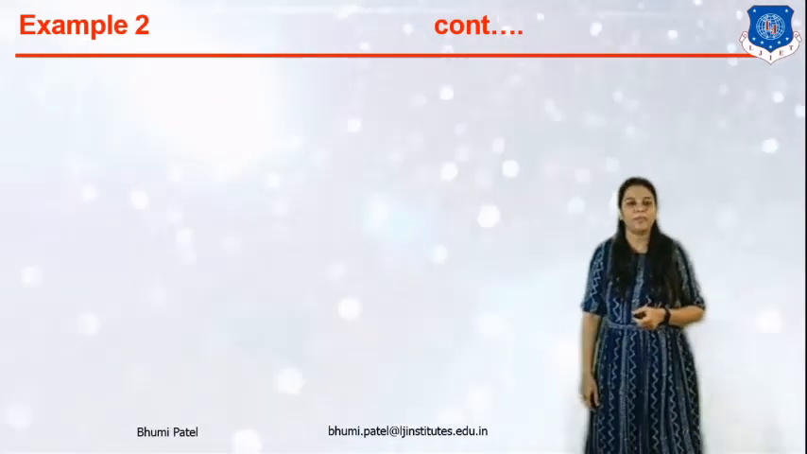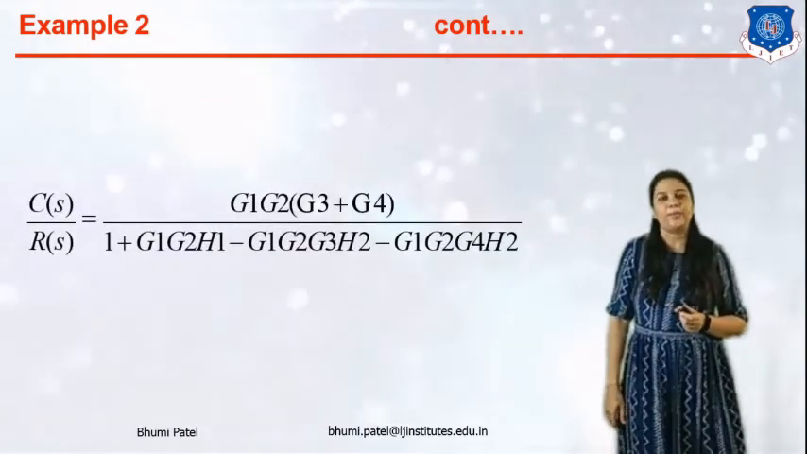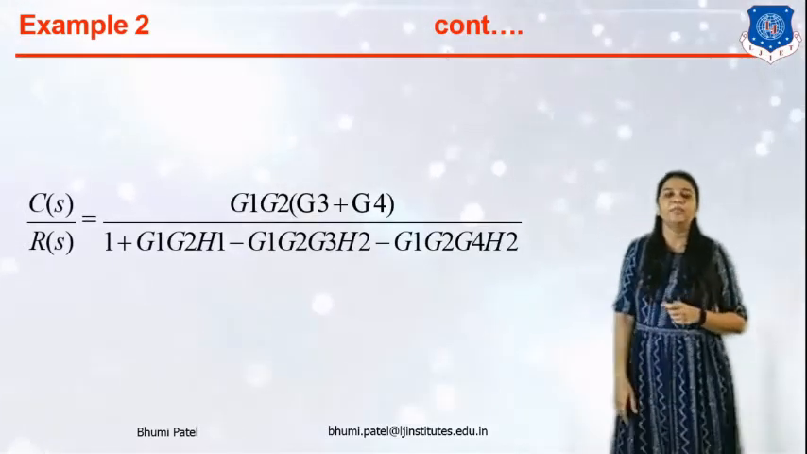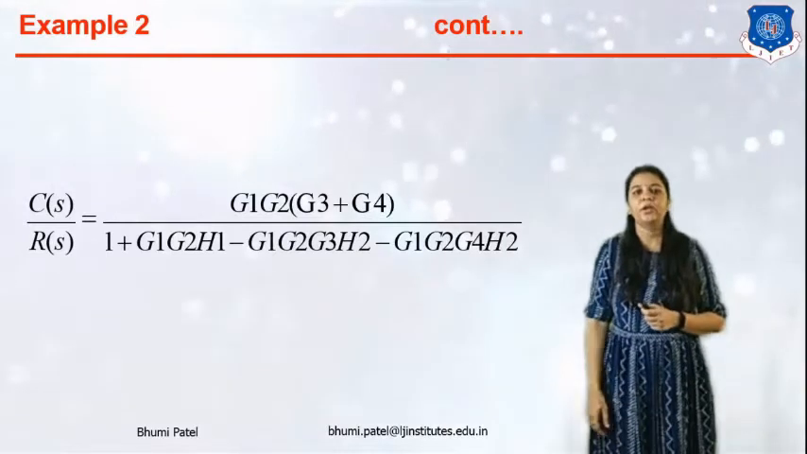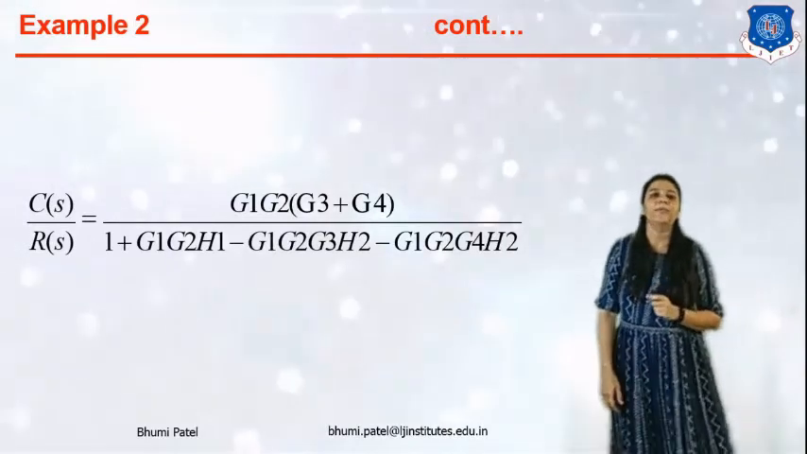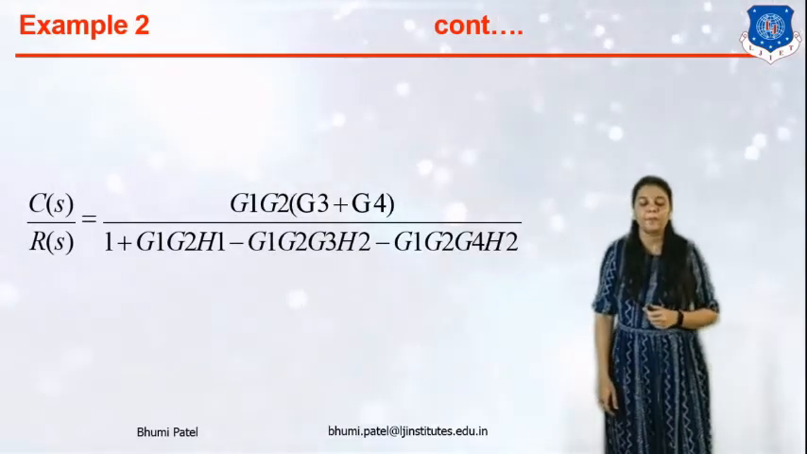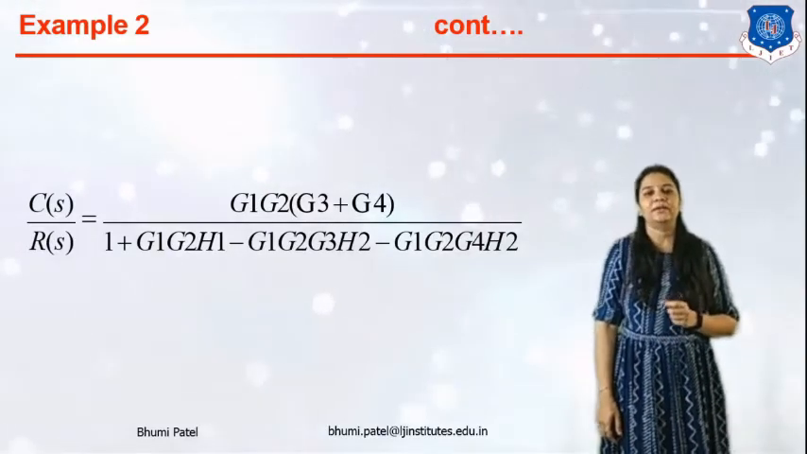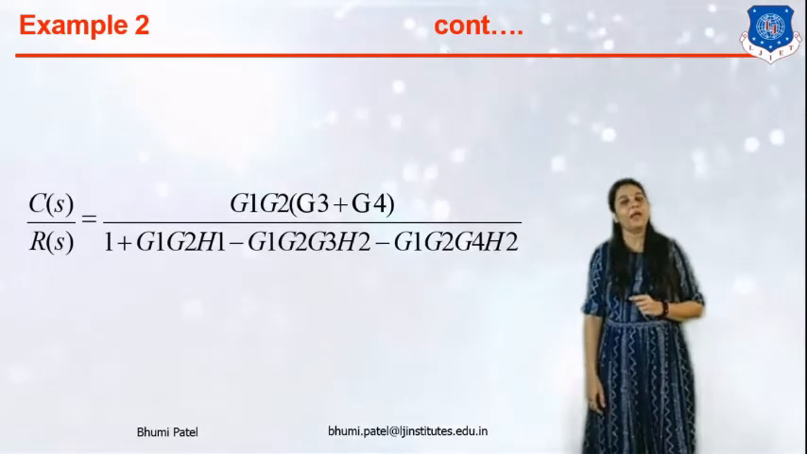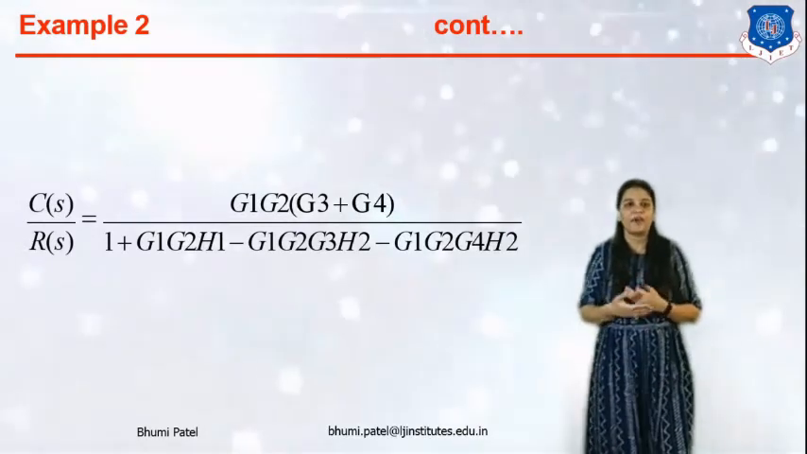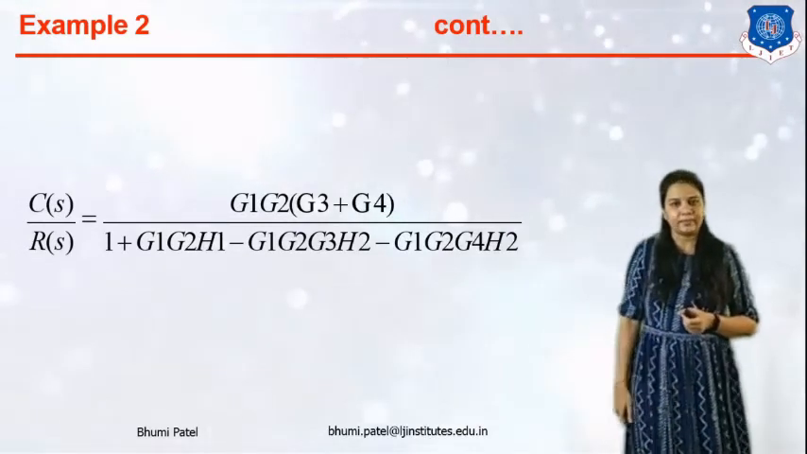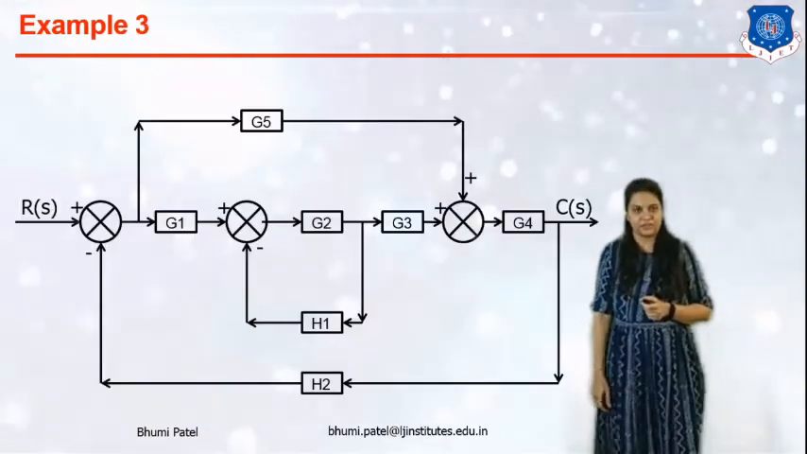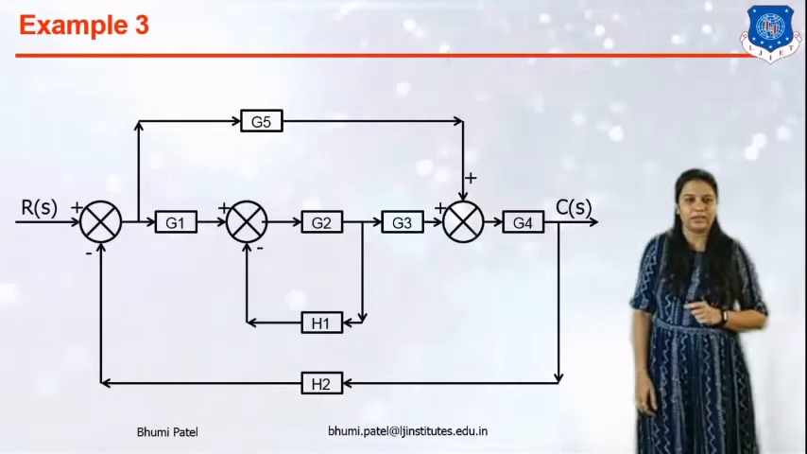So the equation will become C of S upon R of S is equal to G1 G2 in bracket G3 plus G4 upon 1 plus G1 G2 H1 minus G1 G2 G3 H2 minus G1 G2 G4 H2. So this is the final answer of example number 2. Okay, now next, example number 3.